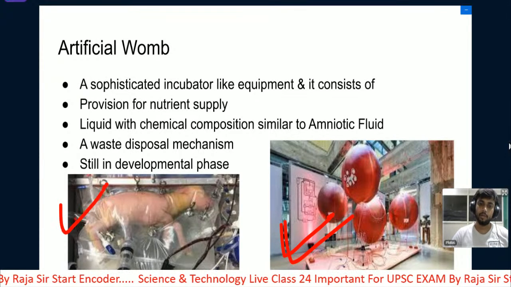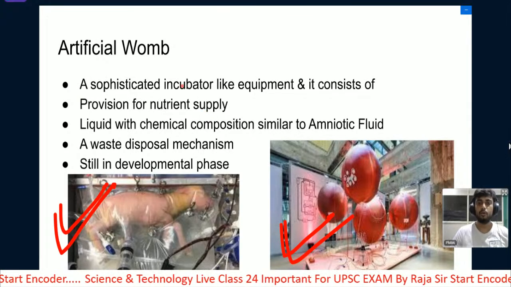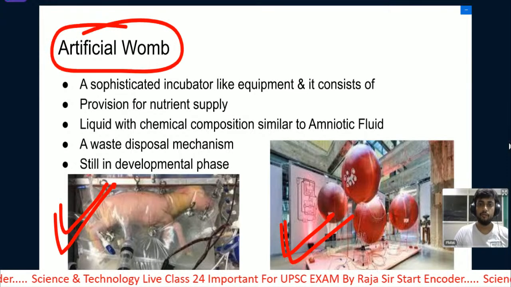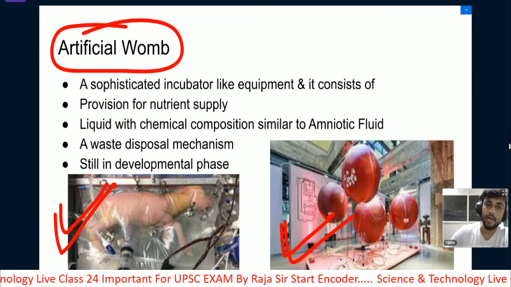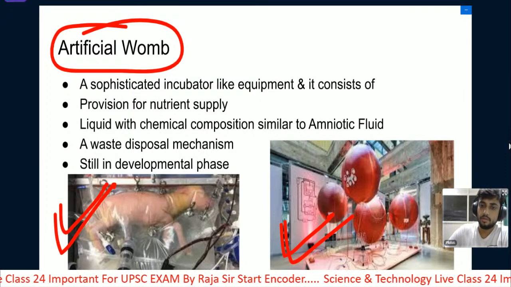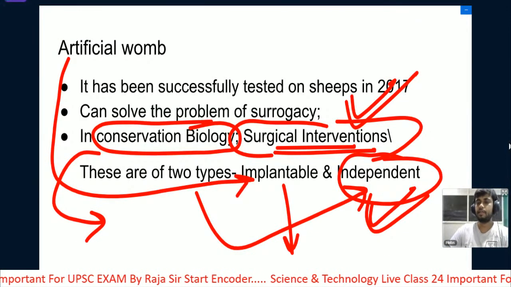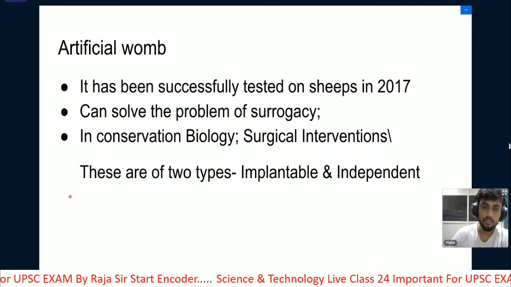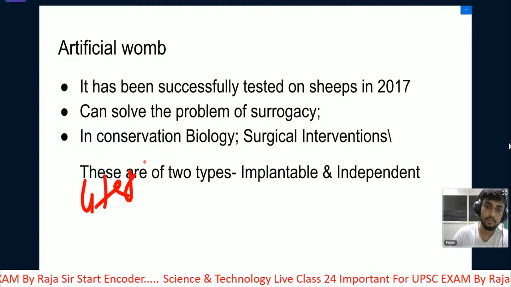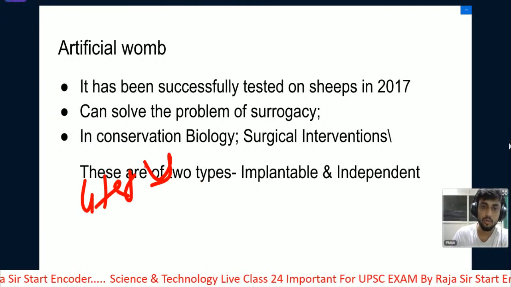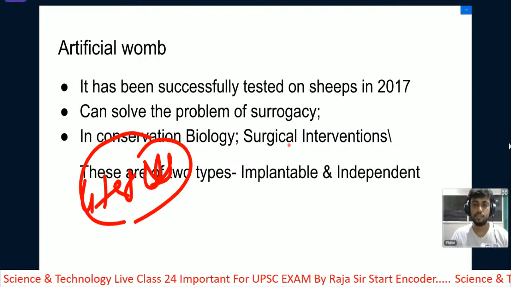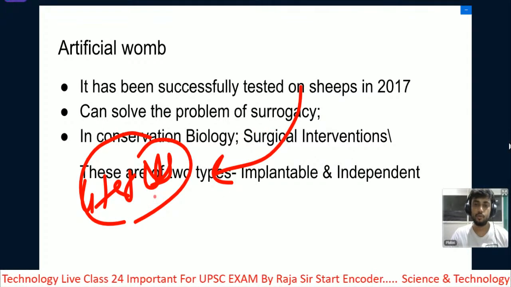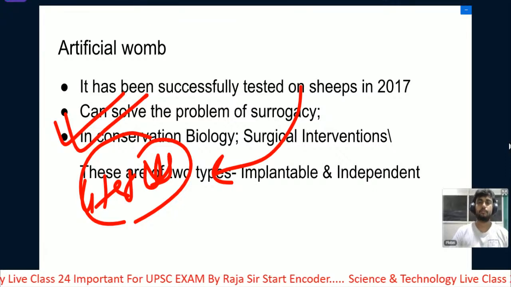This is also an independent artificial womb, and we are also trying to develop the implantable artificial womb. There are certain people whose uterus is not functional, or doctors have to remove the uterus of such a person, then the artificial womb can be used to treat these persons.